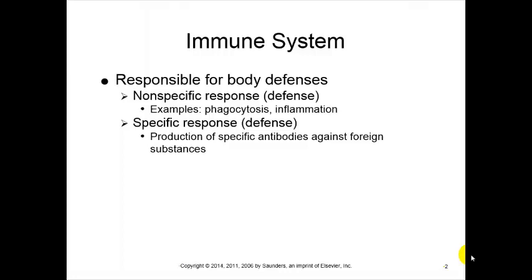And so there's two responses, and you hear them called different things. But the non-specific response is primarily going to do phagocytosis of the invader or inflammation. So it's very non-specific, and it's really our first line of defense. The specific response or specific defense is actually going to be where we produce specific antibodies that are going to attack specific substances, and that takes a little bit of time for us to develop these antibodies.